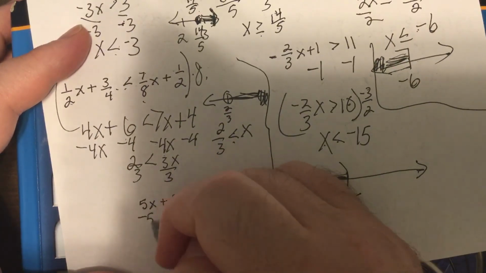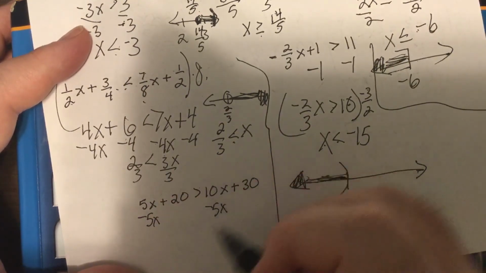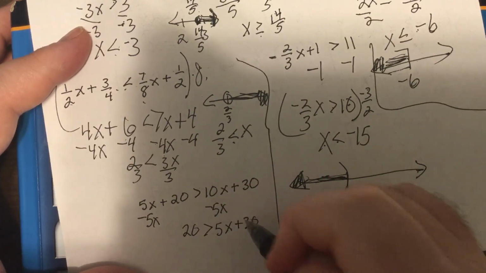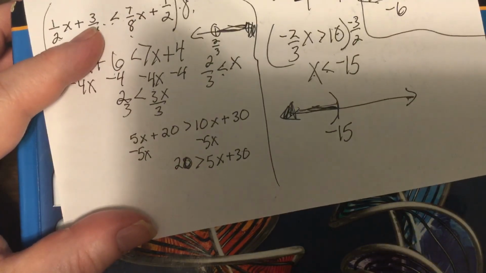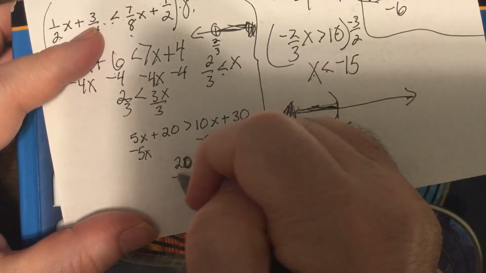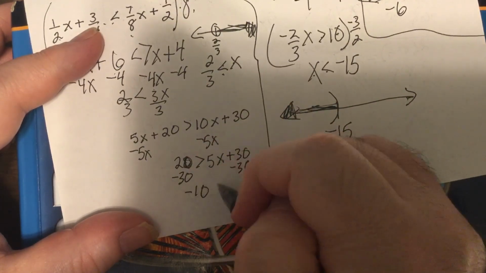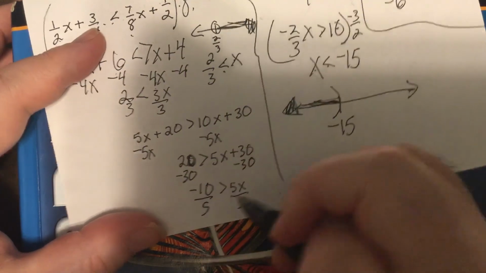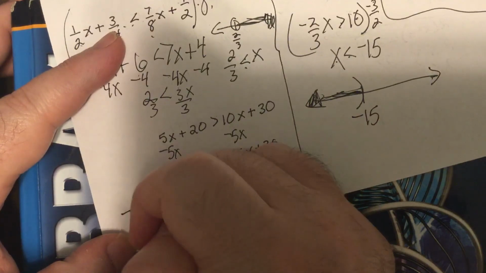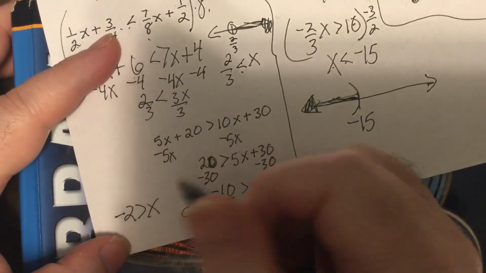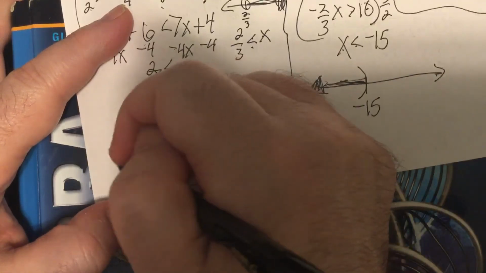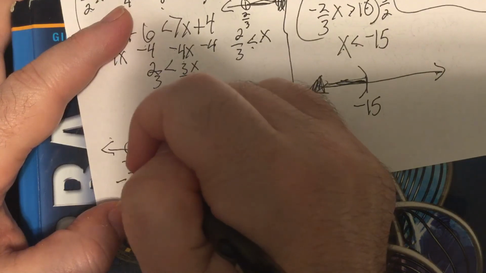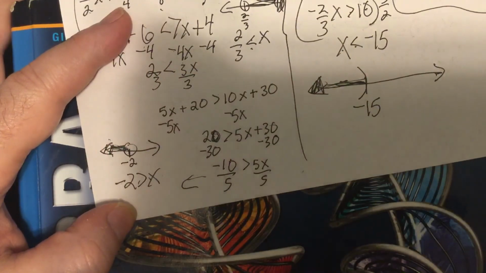This one, I'm going to subtract 5x. So 20 is greater than 5x plus 30. That's a horrible 20, isn't it? Then I'm going to subtract 30. So negative 10 and 5x, divide by 5. Now I didn't divide or multiply by a negative. So I have negative 2 is greater than x, or x is smaller than negative 2. So I'm going to use an open dot and to the left, smaller.